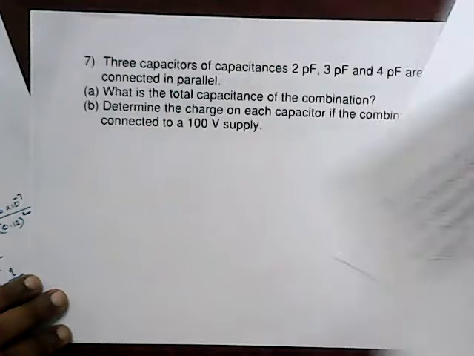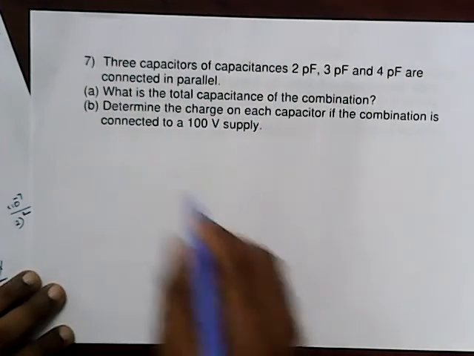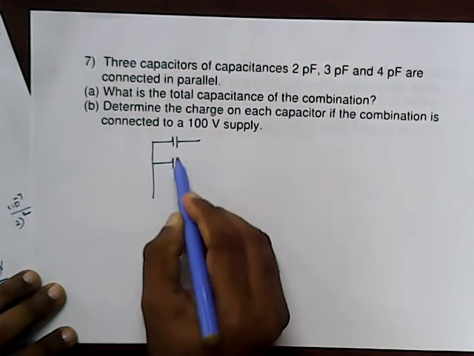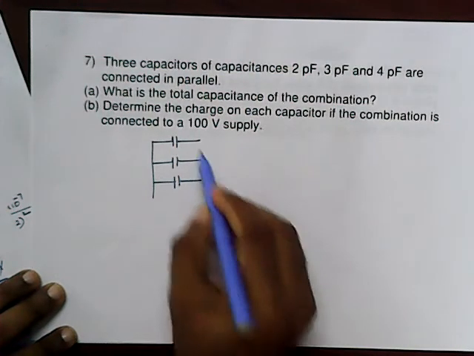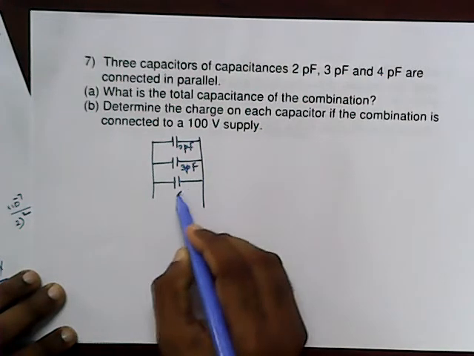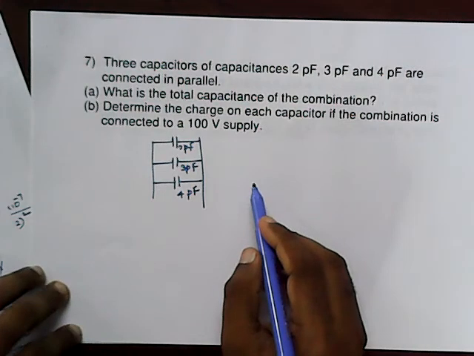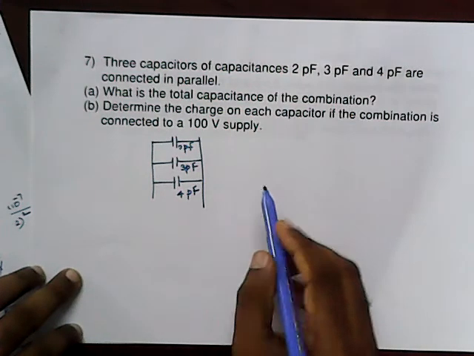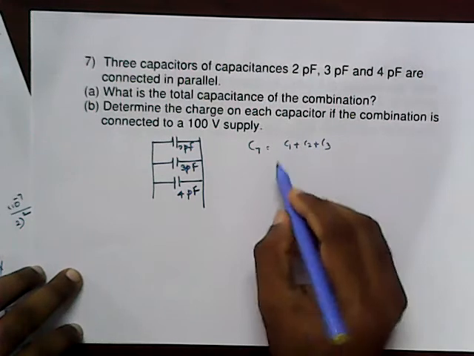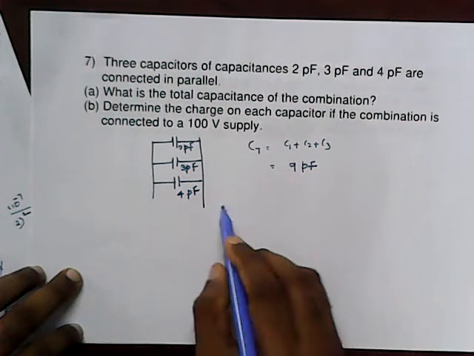Next, question number 7. Again a similar type. The 3 capacitances of 2 pF, 3 pF and 4 pF are connected in parallel. What is the total capacitance of the combination? In parallel, the total is C1 plus C2 plus C3. So that is 2 plus 3 plus 4. You get 9 pF as the total capacitance.